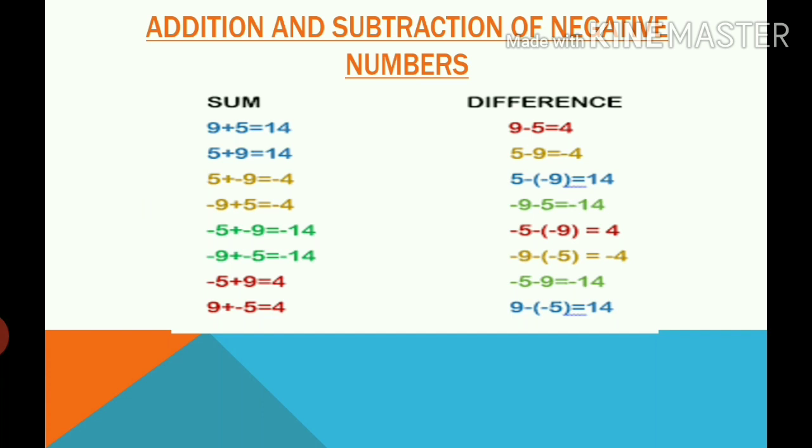Again minus 5 minus 9 is equal to minus 14. Minus minus is plus, so you will add 9 and 5 and you will get 14, and you have to write the sign of the bigger number. Bigger number is 9 and with 9 here it is minus sign, so you will write minus sign with it.